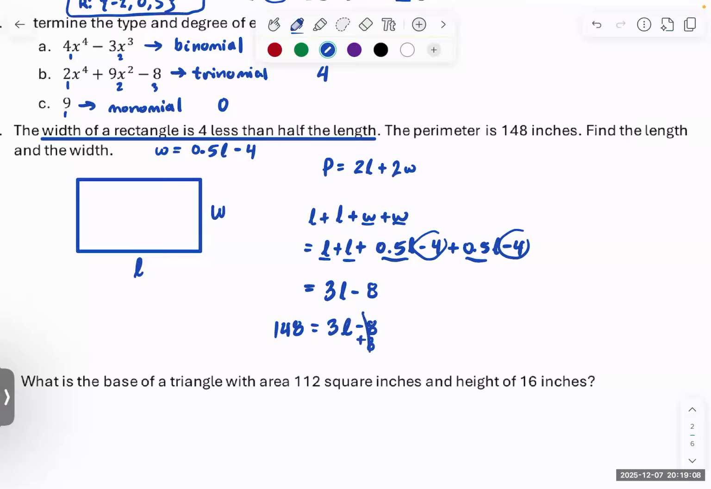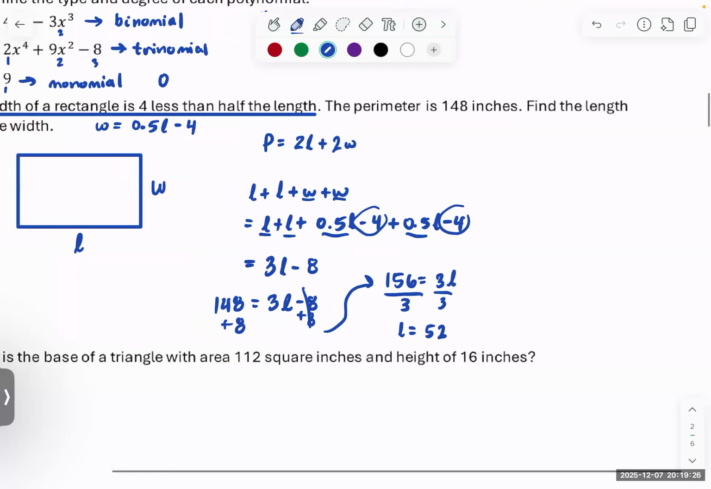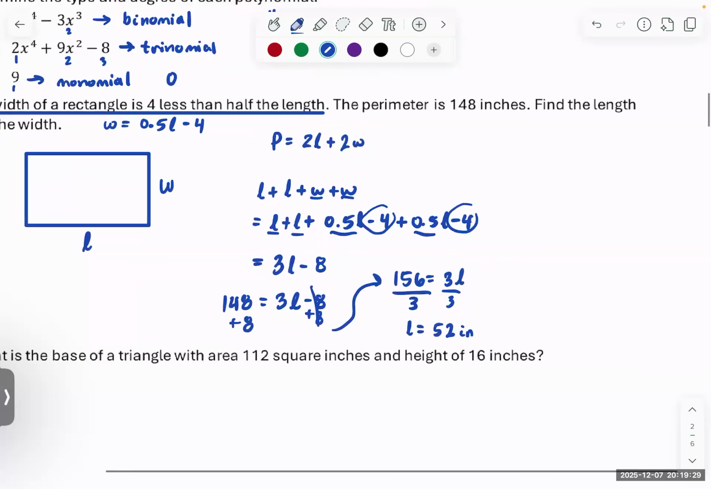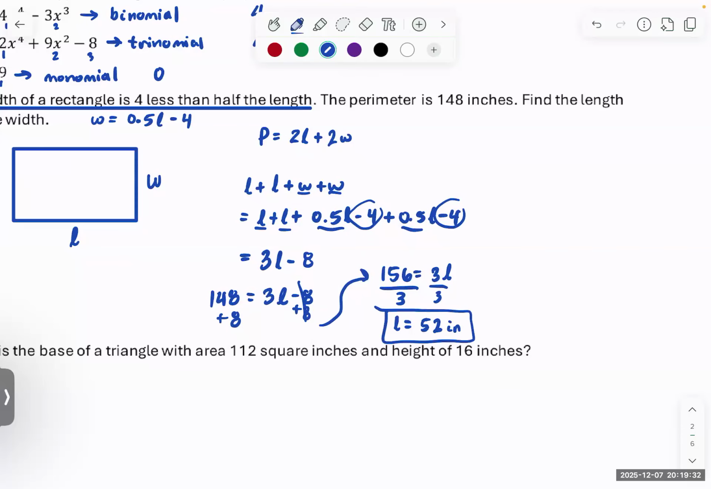So add 8 to both sides. We get, I think this is 156 equals 3L. Divide both sides by 3. So L equals 52 inches. And to find the width, 0.5 times 52 minus 4. And that's pretty much half of 52, so that's 26 minus 4. Width equals 22 inches.